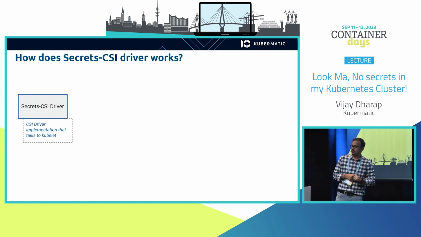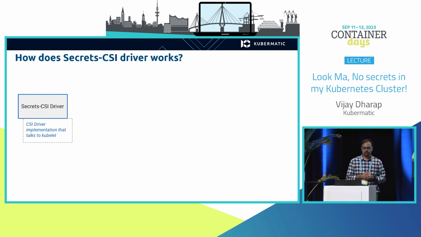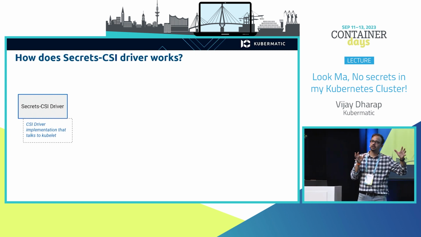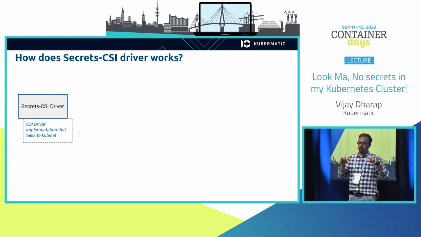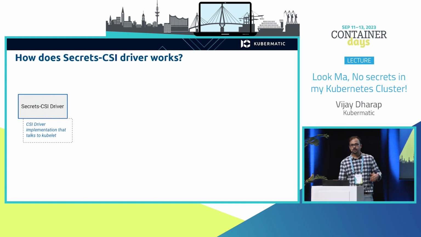So we install Secret-CSI driver, which is a CSI driver implementation, which basically talks to kubelet to create volumes. So this is generic. This is not cloud specific. This just gives you the basic framework or guardrails to create those volumes. But how to get the secrets?